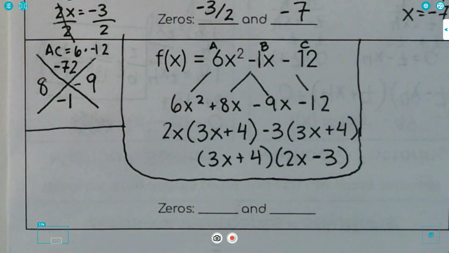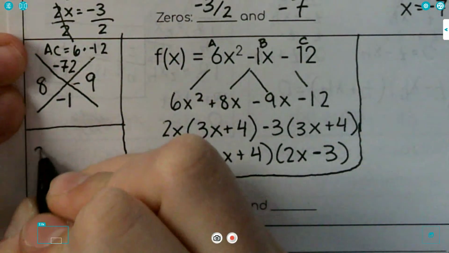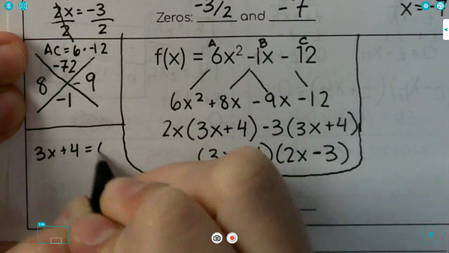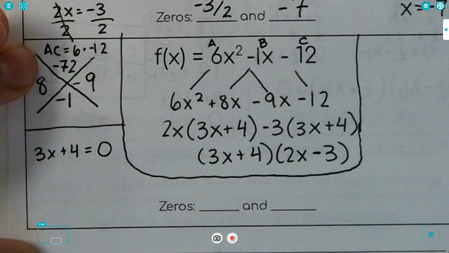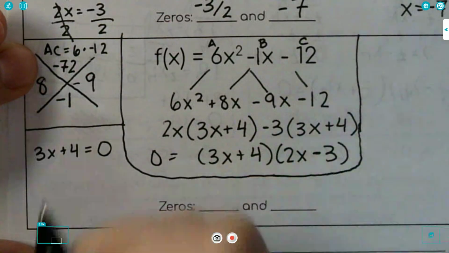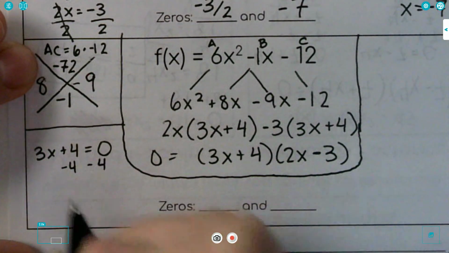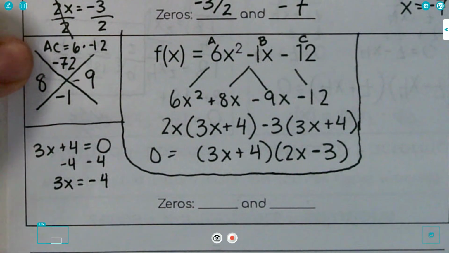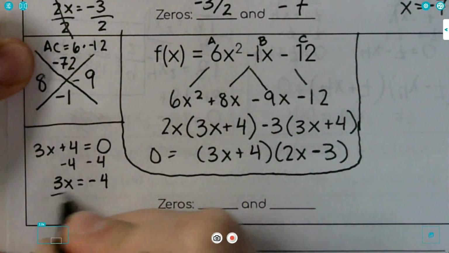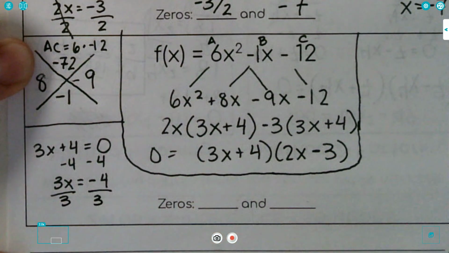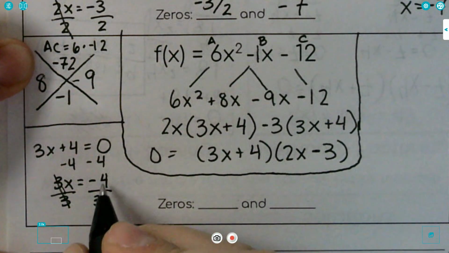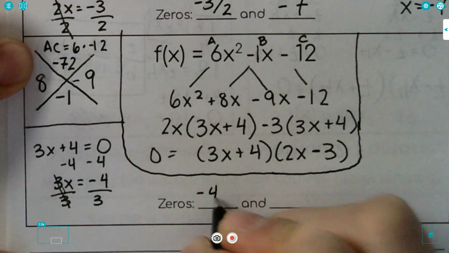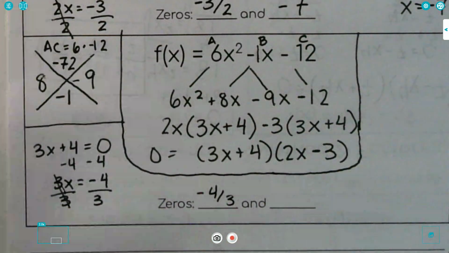Alright, so then we'll set each of those equal to 0. 3x plus 4 equals 0. Solve that. I guess I can set it equal to 0 here too. Subtract 4 from both sides. 3x equals negative 4. Divide by 3. And my first answer is going to be this negative 4/3. Leave it as a fraction.